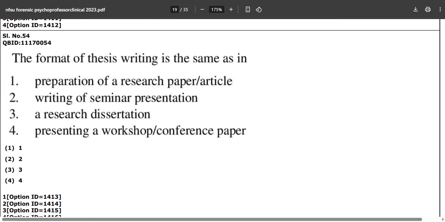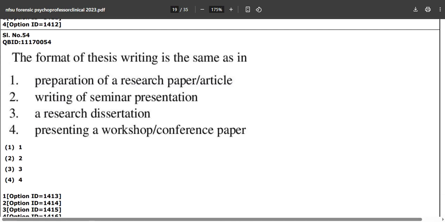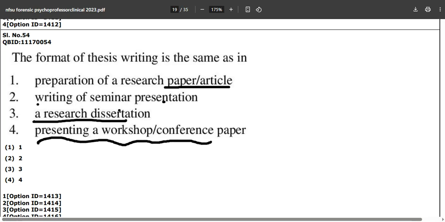The format of thesis writing is the same as in... Have you ever written a thesis? Preparation of a research paper article, writing of seminar presentation, a research dissertation, presenting a workshop conference paper. So it is similar to a research dissertation.